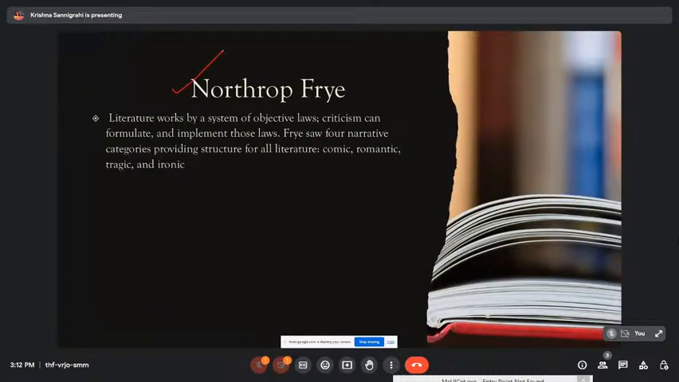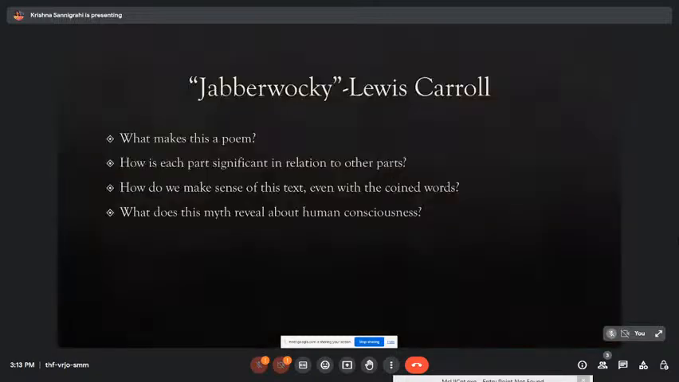We can also refer to Northrop Frye, who states that literature works by a system of objective laws. Criticism can formulate and implement those laws, and he saw, this is important, 4 narrative categories, providing structure for all categories of literature, that is comic, romantic, tragic, and ironic. So this is what Northrop Frye wanted to say.